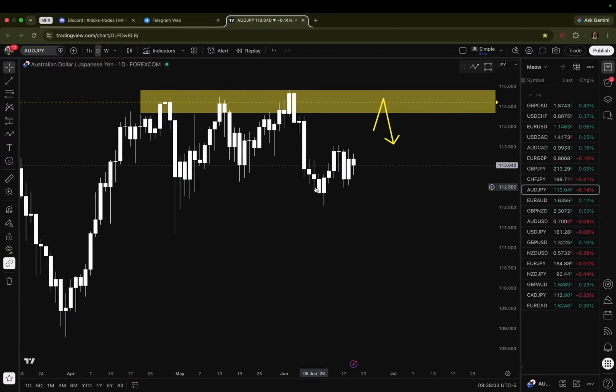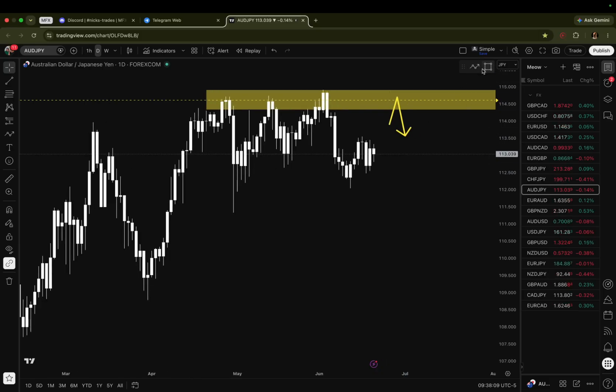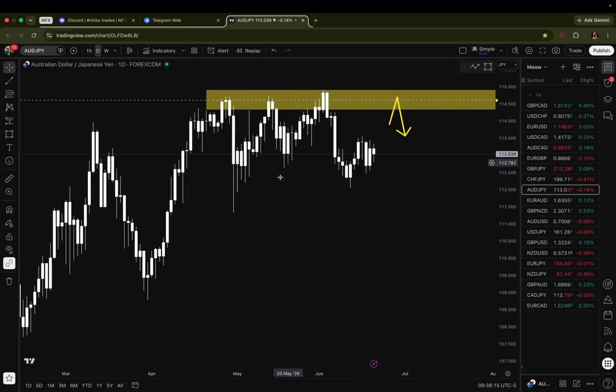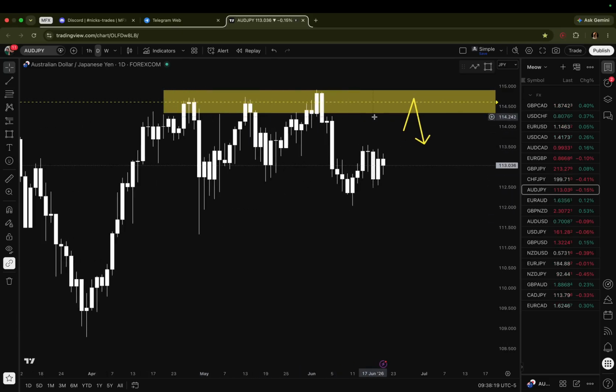So with AUD JPY, I'm waiting on price to come here into this resistance zone to sell. We do have a support zone down here, but I don't know. I think it's a little bit nicer up here in this resistance zone. We've got a lot of aggressive price wicks coming into that region. Up here, it's a little bit more clearly defined. So if price gets up into there, I'll still be looking to sell.